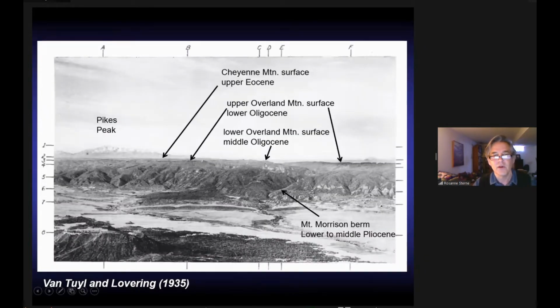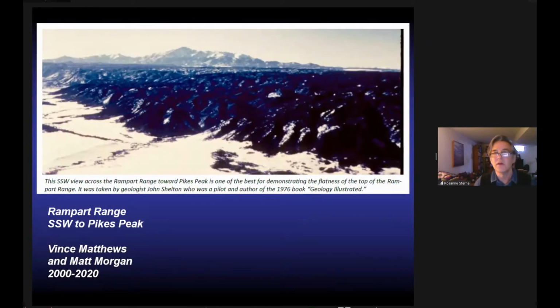We're looking at Pikes Peak across what a lot of people call the Rampart Range surface. I was squinting as hard as I could at this, but they've identified a variety of surfaces across what other people would just label as one surface, the Rampart surface. And I'm a little mystified by how they correlate these surfaces. They seem very close to each other. And here's a picture that Vince and Matt Morgan put into a CGS publication on the Rampart Range. But again, Pikes Peak and this pool table looking Rampart Range surface, quite impressive.